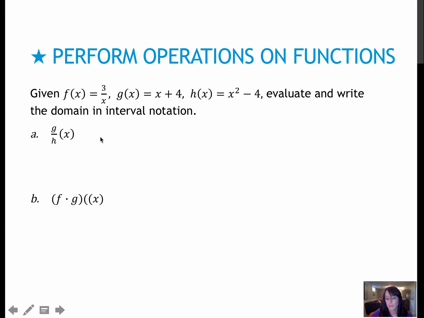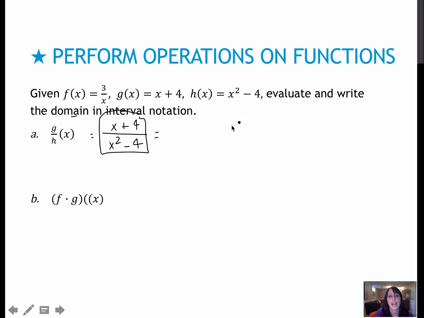For the last, these are two for you to try, so try them both, then press play to check your work. G over h of x means I would have g of x on top. I would have h of x on the bottom. There's nothing really that I can do to reduce that. So I can write my domain, however, which I think I forgot to do on the last question. Let's go ahead and do it on this question. This would be my final solution.